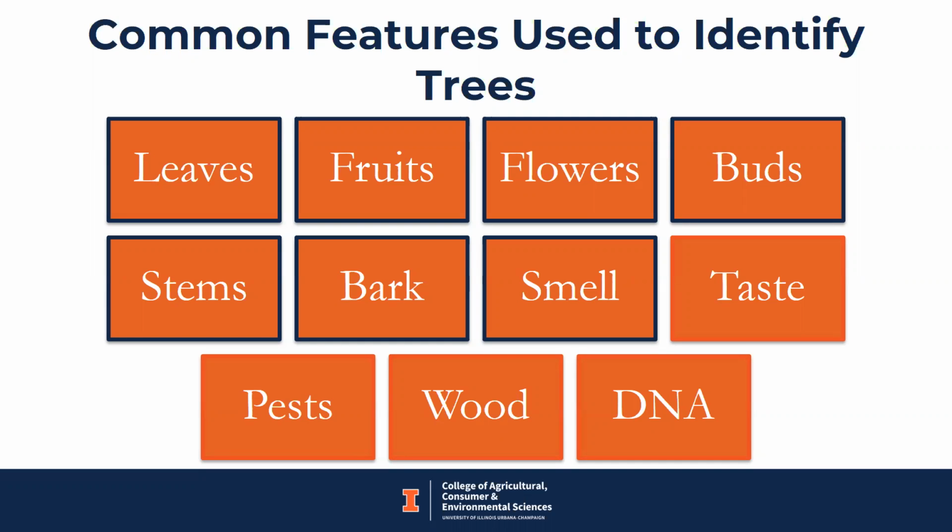The orange boxes with blue margins are some of the plant features that are used most often with your ID keys. I've included a few extra there, and they actually have a darker orange margin. It's a little hard to see, but taste, pests, wood, and DNA are not commonly used, but I added them in for more of a random trivia, random fact.